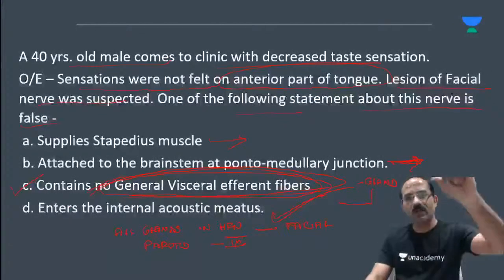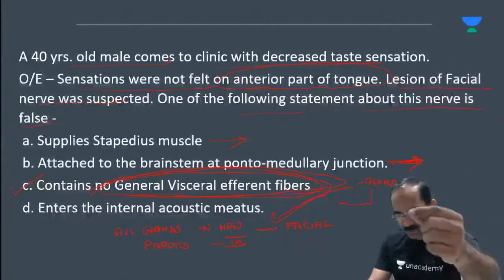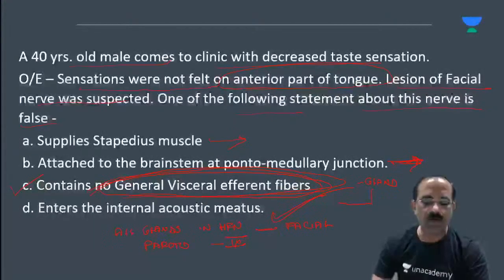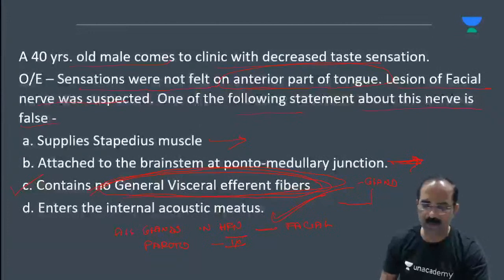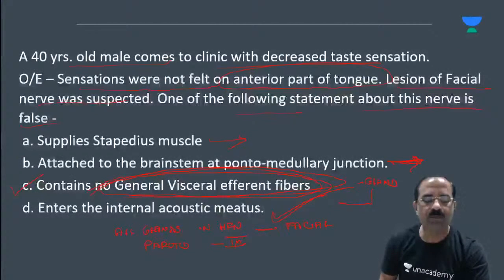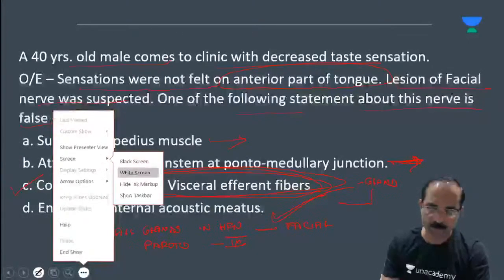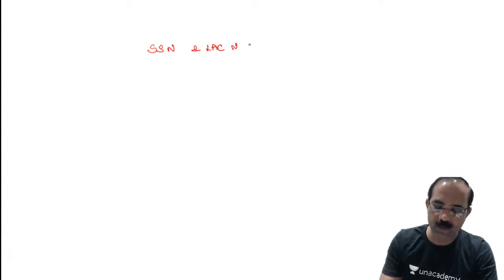And if you can tell me, what is the name of the nucleus of the facial nerve to supply the glands? Anyone? What is the name of the nucleus of the facial nerve to supply the glands? That's the superior salivatory nucleus. Superior salivatory nucleus and the lacrimatory nucleus, they supply the glands.